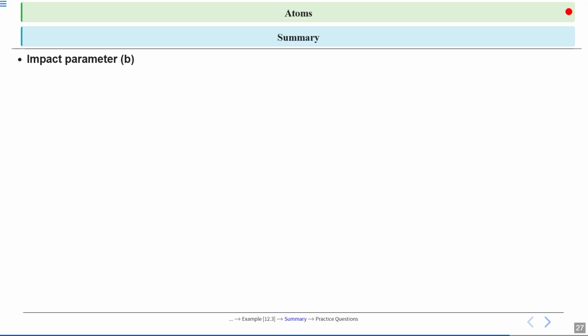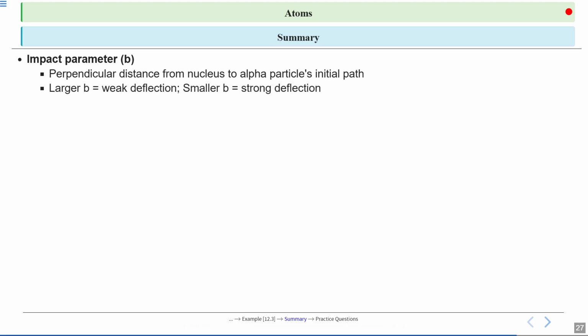So now we'll summarize today's lecture in some brief points. What is the impact parameter? We use it to describe how close an alpha particle comes to a nucleus during a scattering experiment. The impact parameter is the perpendicular distance from the center of the nucleus to the initial straight line path of the incoming alpha particle.